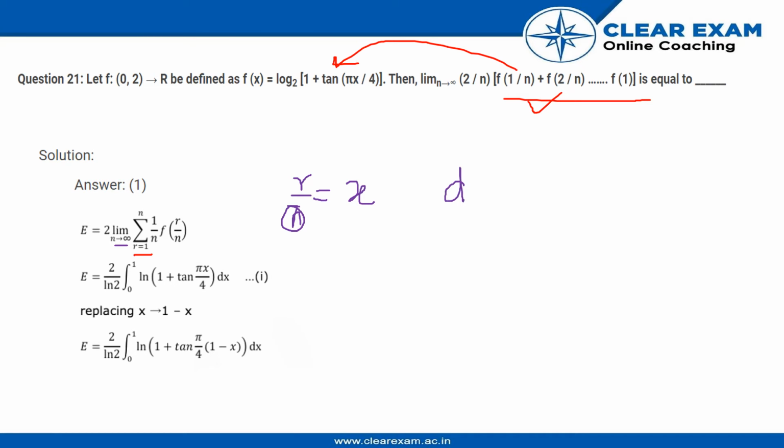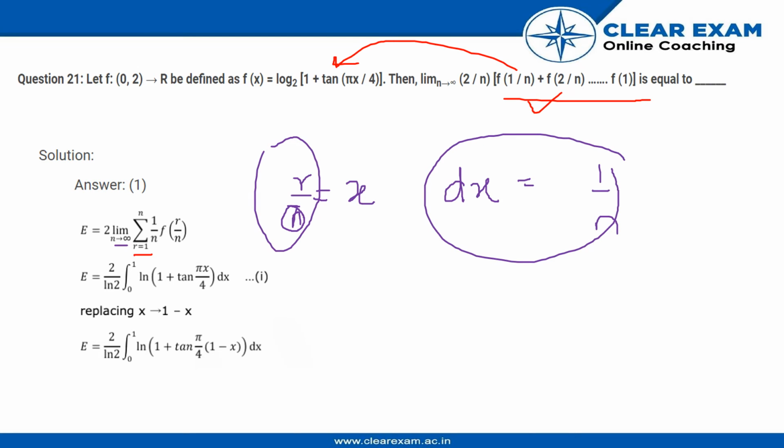So when I write dx, I will write dr by r, that is, I am differentiating with respect to r on this side. Now what we get is dr by dr, which becomes 1 as we know, and 1 by n is the final answer for dx that we have.